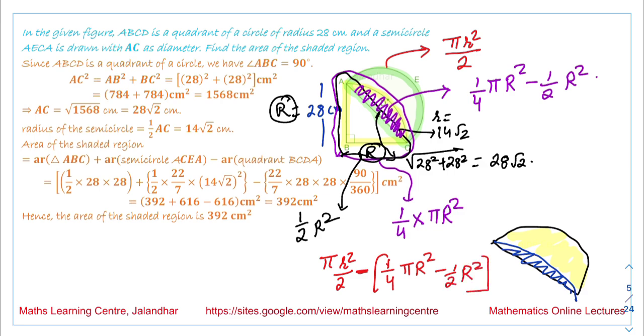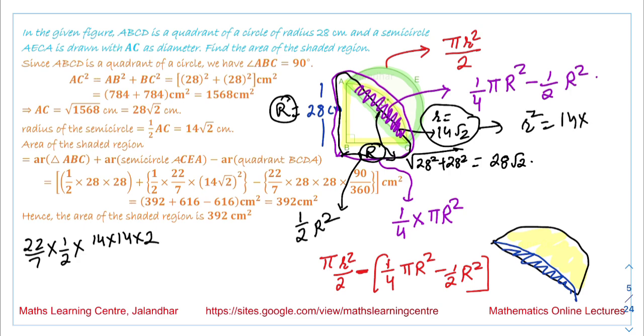When we substitute the values in this, we will get the answer, the area of this region over here. We are saying it is 22 by 7 into 1 by 2 into r square. It is 14 into 14 into 2. This is the value of r, so r square will be 14 into 14 into 2.